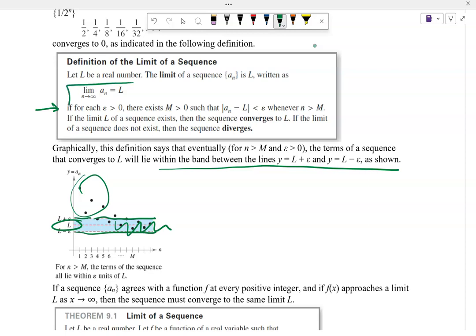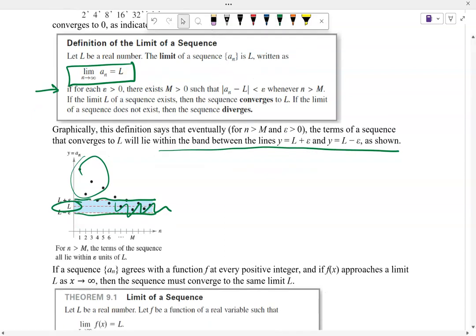And so you're shooting this out. Does it have a limit? Well, as I let n increase in magnitude to infinity, if it approaches L, then yeah, the sequence converges to L. If it doesn't, if it's not bounded, right, then it diverges.